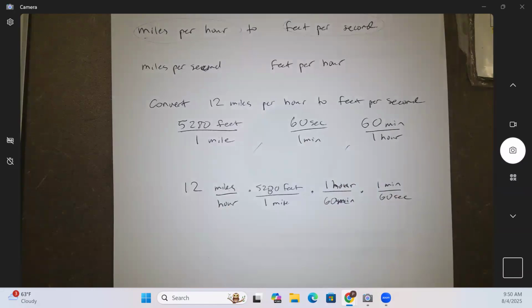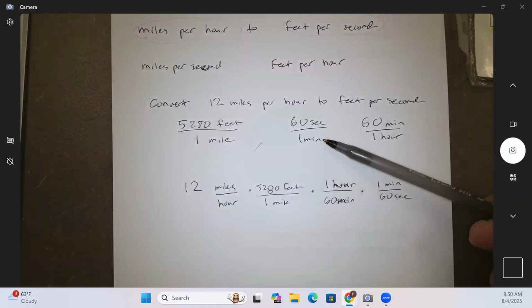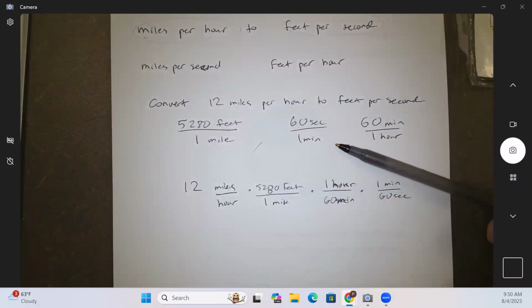So one of the things to do when you do this by hand is to keep track of which of your conversion factors is going to be flipped or not. Sometimes you have to flip it because nobody gives you a conversion factor and says there's 1 minute per 60 seconds. They just don't do that. They say there's 60 seconds in a minute.